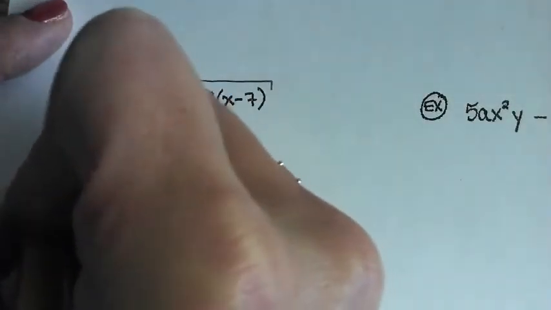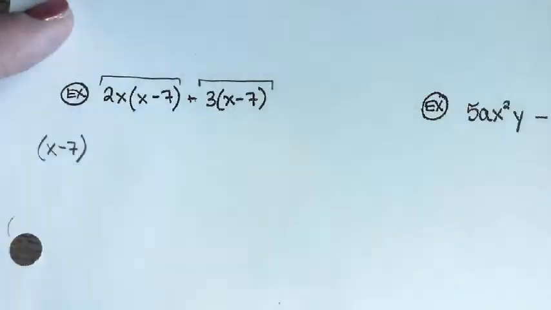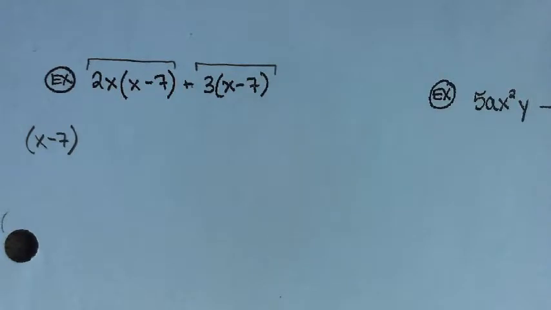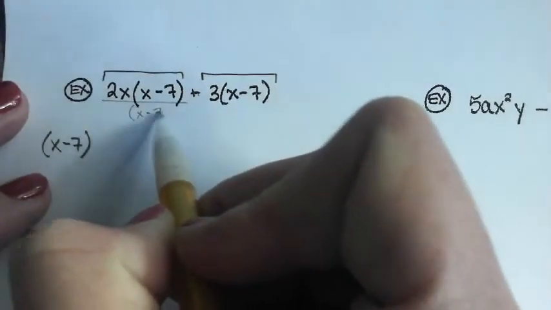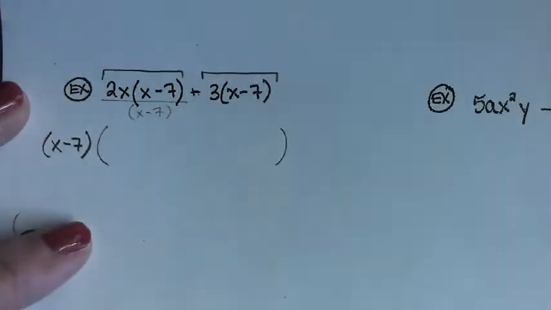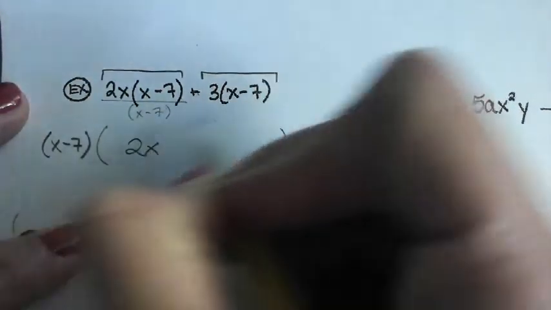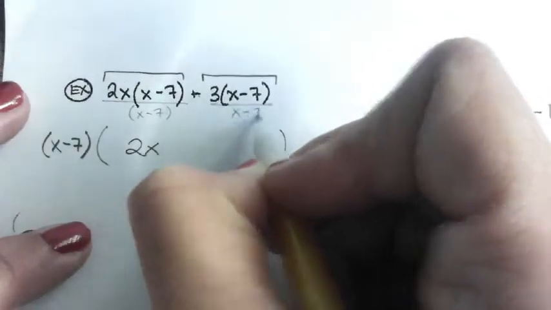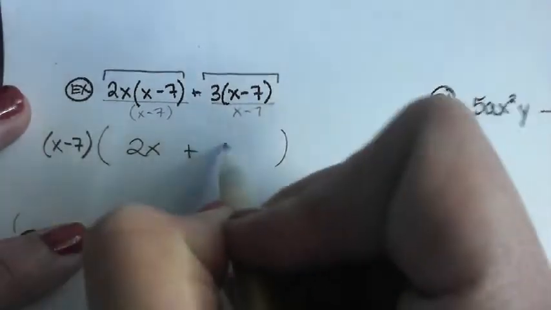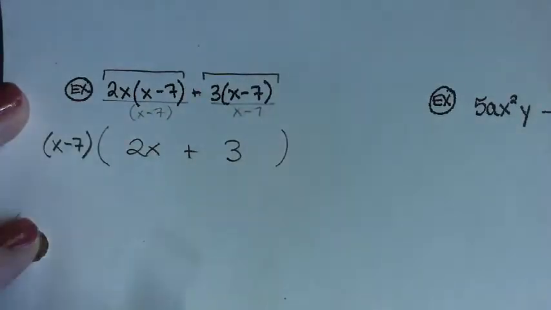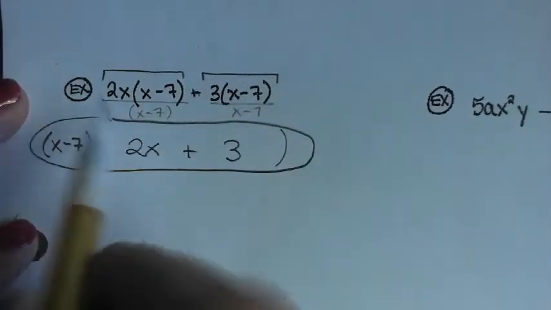So we're going to bring that x minus 7 out in front. And because it's a binomial, we're going to keep it in parentheses. Now when I divide the x minus 7 out of the first term, what's left? Just the 2x. When I divide the x minus 7 out of the next term, what's left? Plus 3. That's it. X minus 7, 2x plus 3.